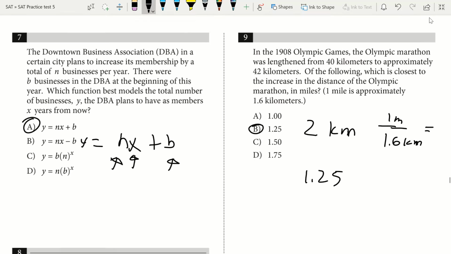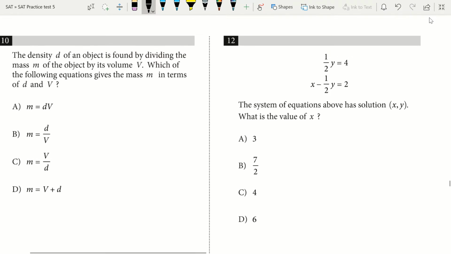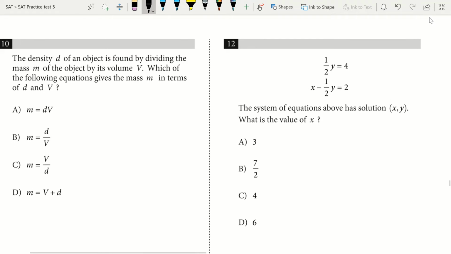All right, question 10. The density D of an object is found by dividing the mass by volume. Which of the following equations gives mass in terms of D and V? Well, we know density equals M over V. We multiply each side by V. And we see that our mass is going to equal our density times our volume, which is equation A.